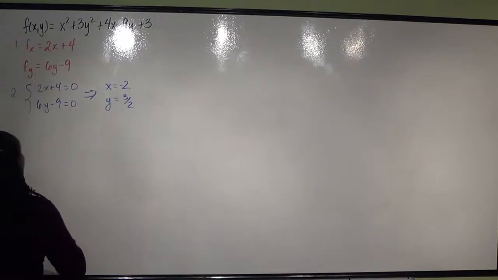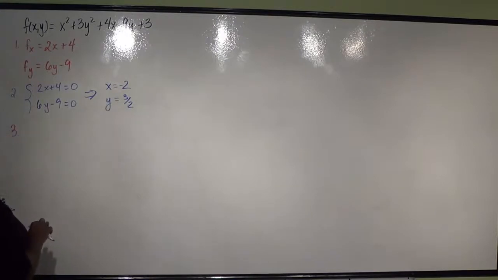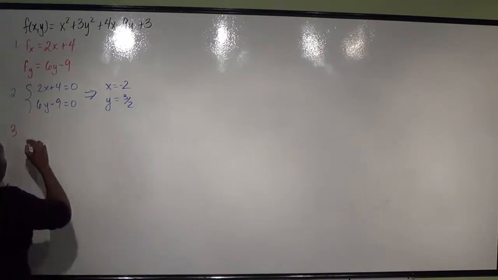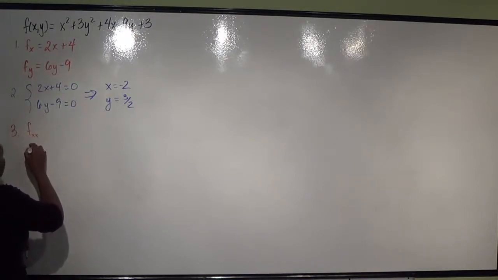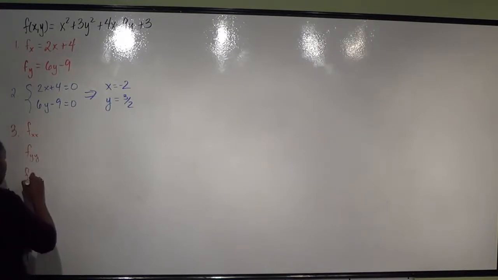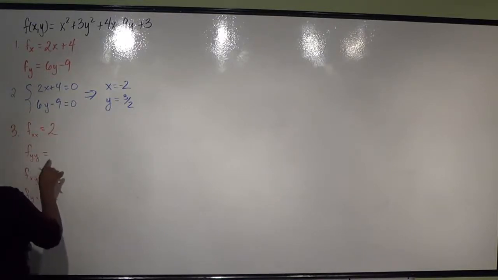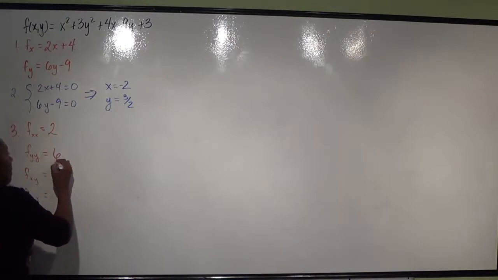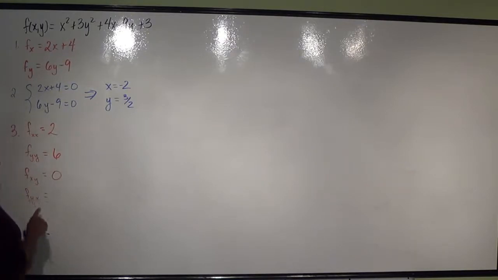Okay? Now that I have my critical point, I can go ahead and find my second order partials. So fxx, fyy, fxy, and fyx. Okay? So here, taking the derivative with respect to x, we get 2. Here, taking the derivative with respect to y, I'm going to get 6. Here, taking the derivative with respect to y, I get 0. And for this one, with respect to x, I get 0.